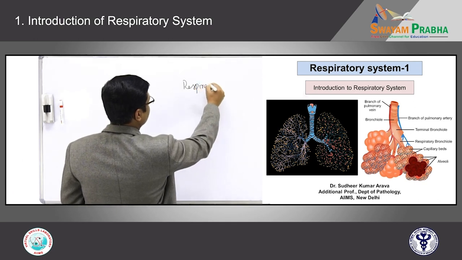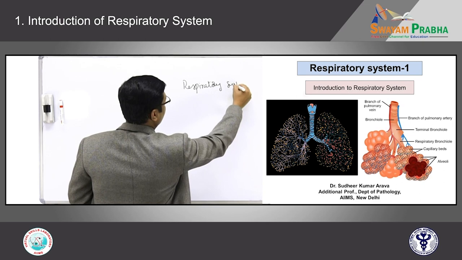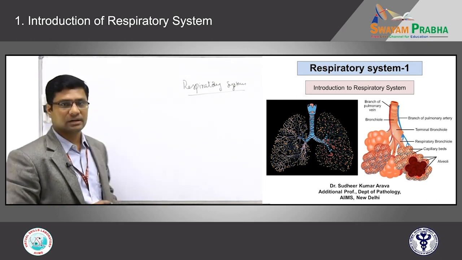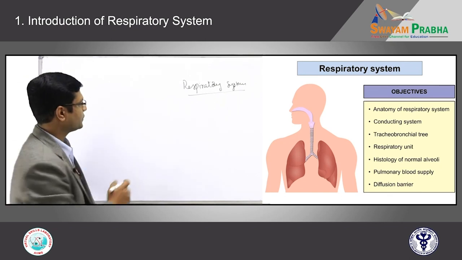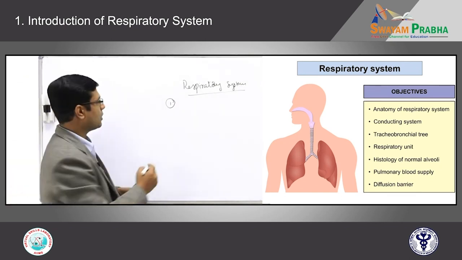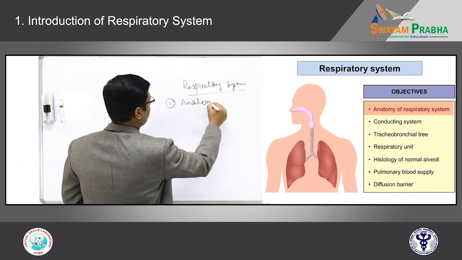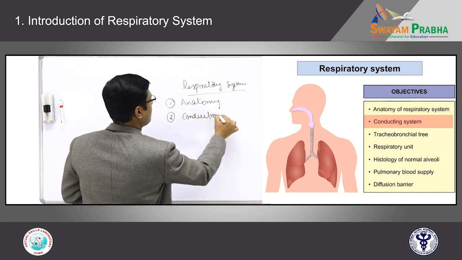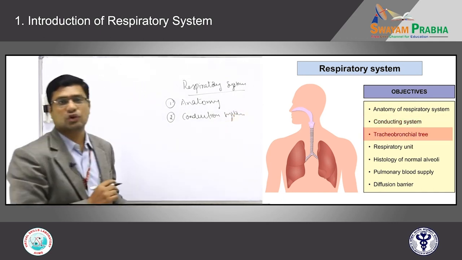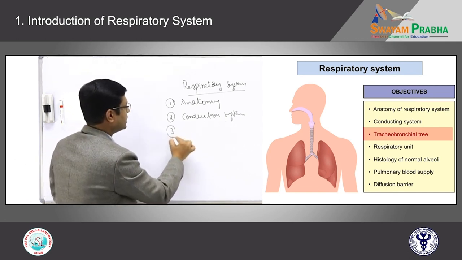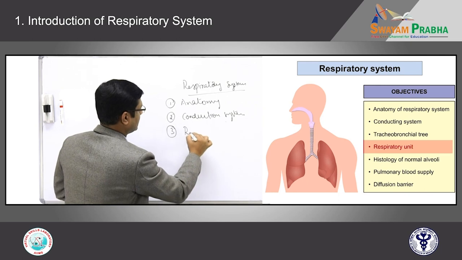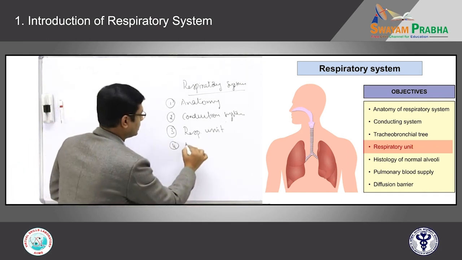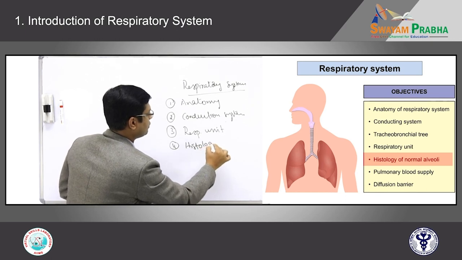In today's class of respiratory system, we only talk about the normal anatomy, histology, and basic physiology of the respiratory system. Let's see the objectives in today's class. One is anatomy. We'll see and learn what exactly is the conduction system, which includes mainly the tracheobronchial tree. Then we'll see what exactly the meaning of respiratory unit is. What is the definition of respiratory unit? We'll see the normal histology of all the structures of the respiratory system.